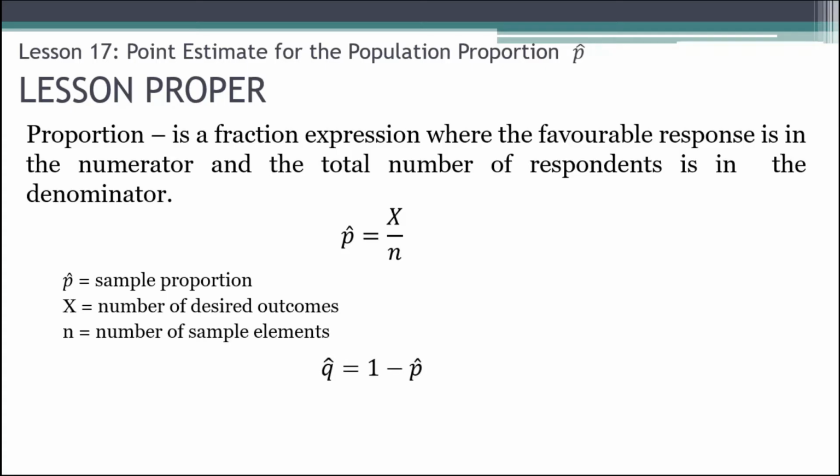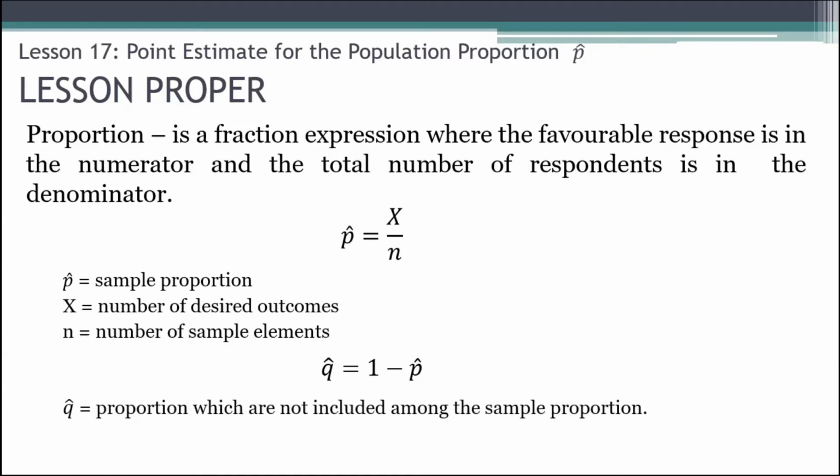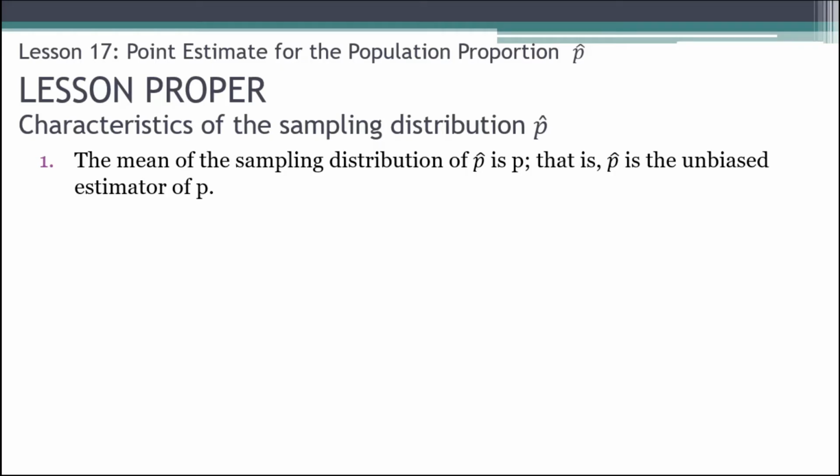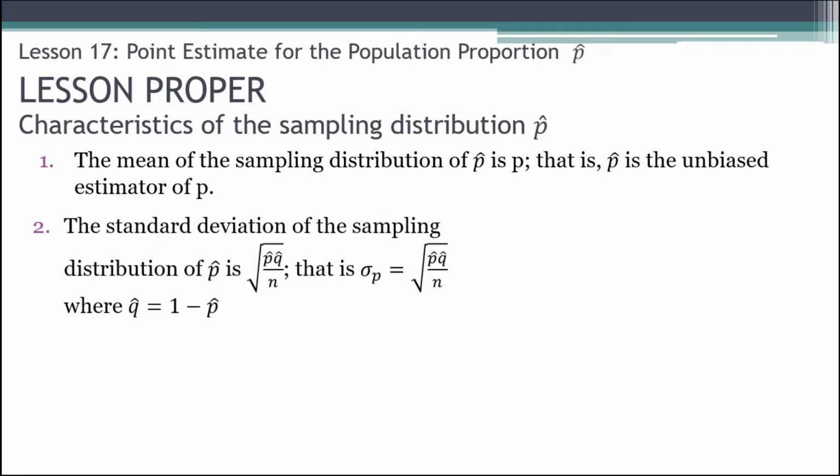So, very basic. And we will also use this formula: Q hat is equals to 1 minus P hat. Ano naman yung Q hat? Q hat is the proportion which are not included among the sample proportion. Now, before we proceed to that, let us discuss some of the characteristics of the sampling proportion P hat. First, the mean of the sampling distribution of P hat is P. That is, P hat is the unbiased estimator of P. Next, the standard deviation of the sampling distribution of P hat is the square root of P hat times Q hat over N. That is, the standard deviation of the proportion is equals to the square root of P hat Q hat divided by N, where Q hat is 1 minus P hat.